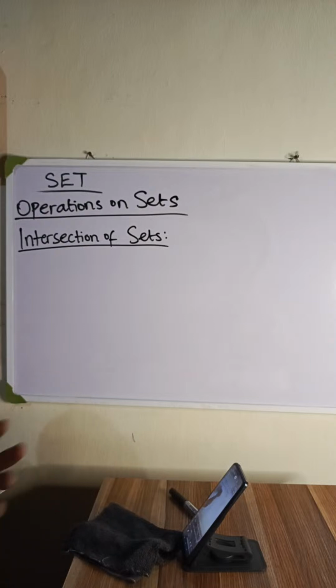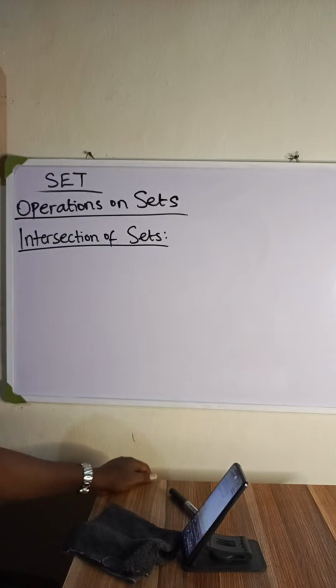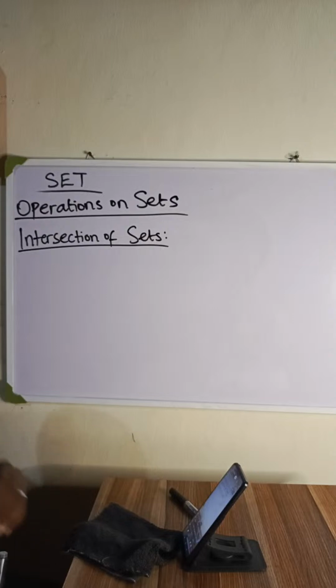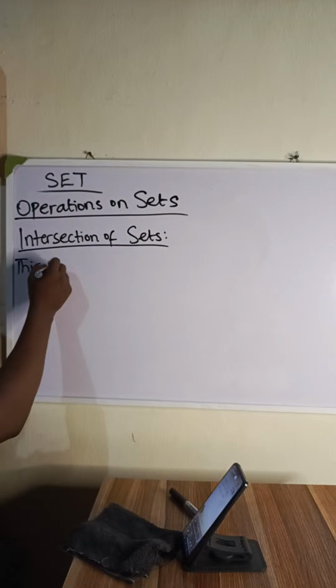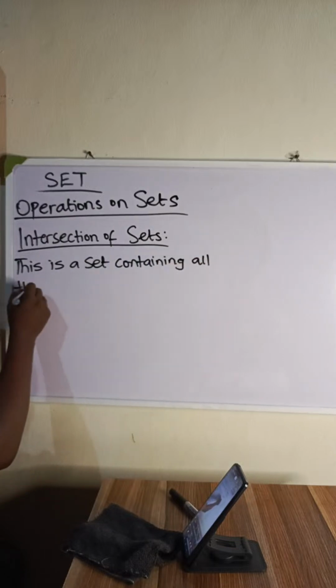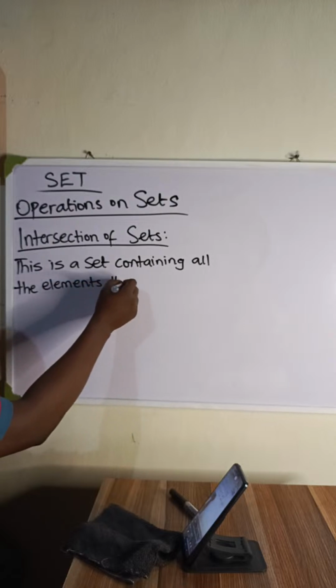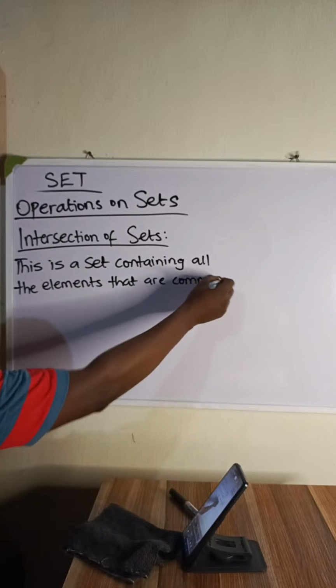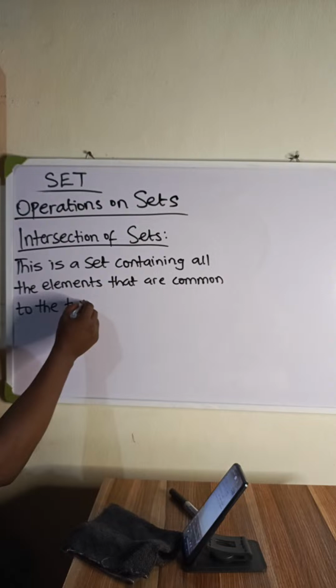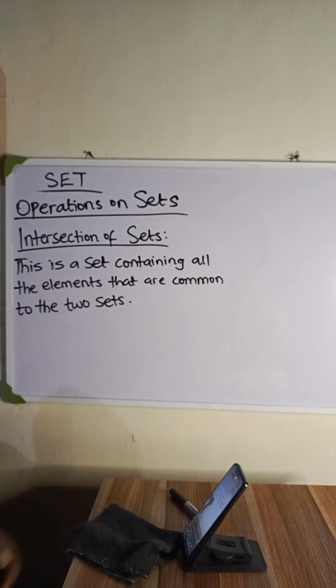So the intersection of two or more sets is a set containing all the elements that are common to the two sets. Actually, it can be two or more sets, not just two sets.